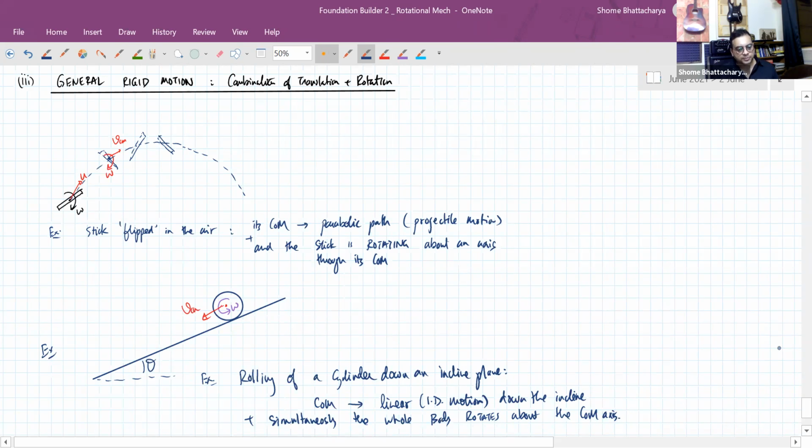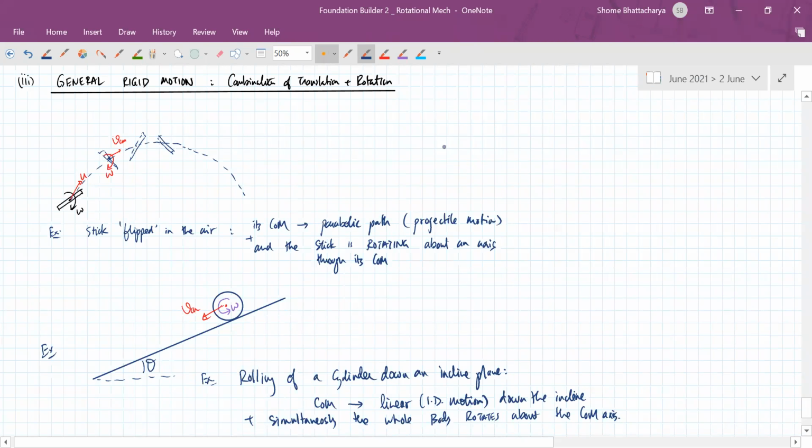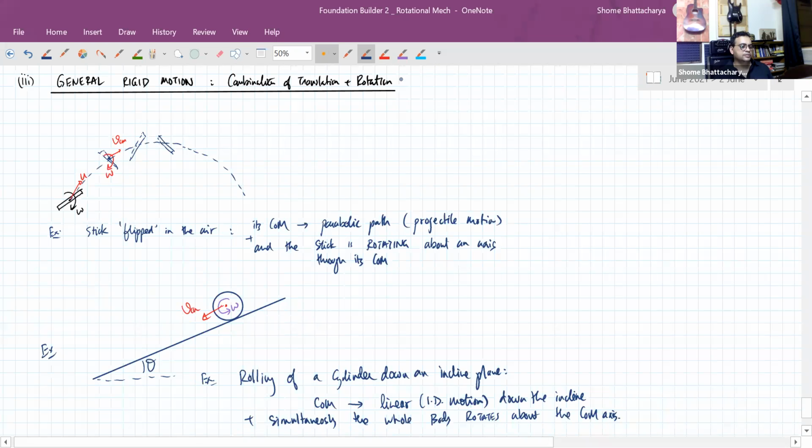Okay, so hope you understood this part. We will conclude our session here today. Next time we will start with the study of pure rotation, because pure translation is something that we've been doing till now in mechanics. So we'll start with the study of pure rotation, that is rotation about a fixed axis.